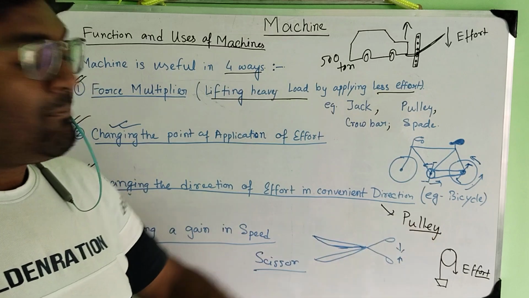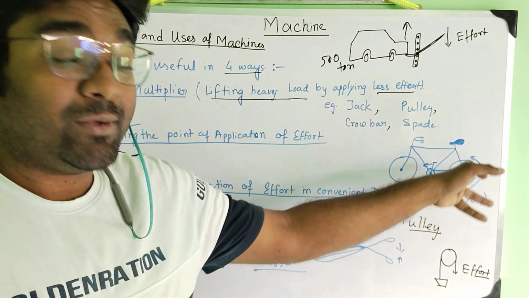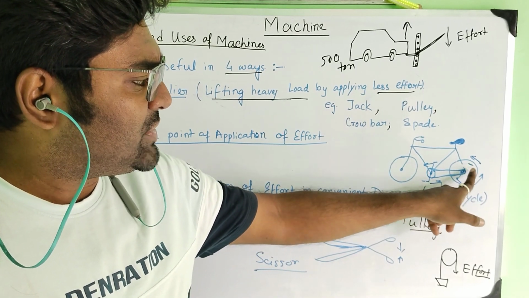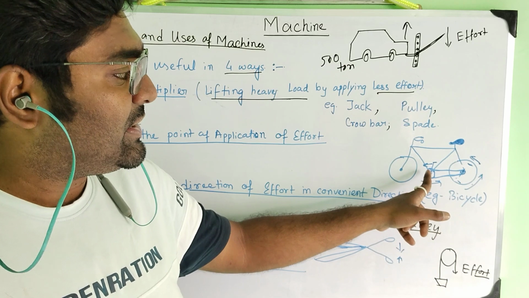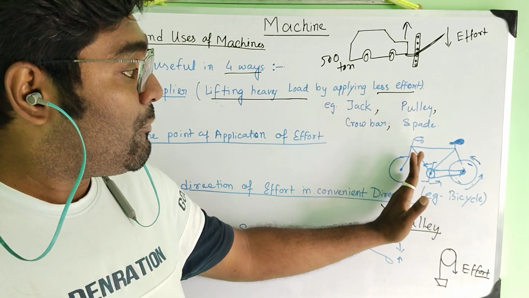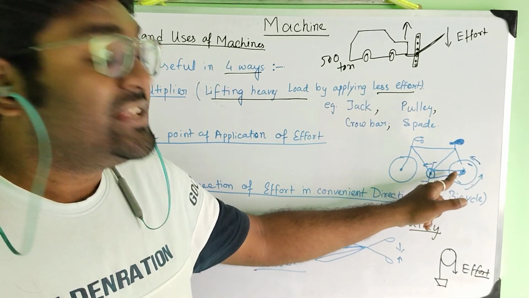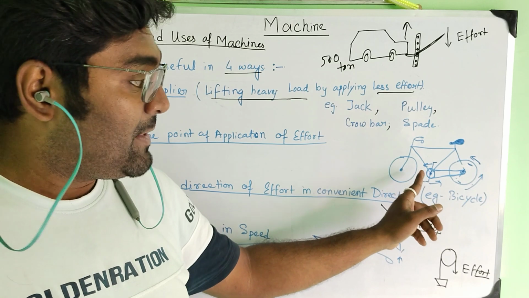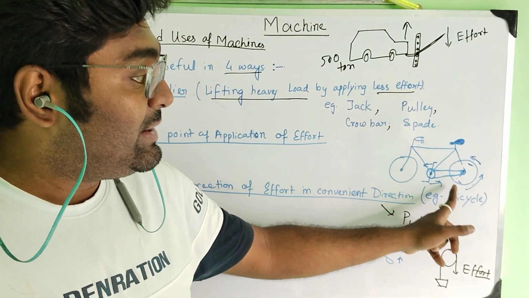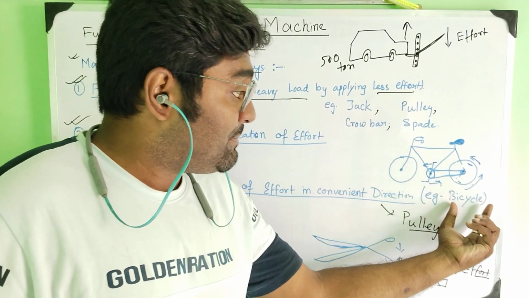Now take the example of a bicycle. We actually rotate the rear wheel. Now the paddle is not situated at the rear wheel. The paddle is situated here. Okay, and we give the effort on the paddle. Now this effort is transferred to the rear wheel by this wheel and chain system, and the rear wheel is rotating. Okay, so this is the example of a bicycle.